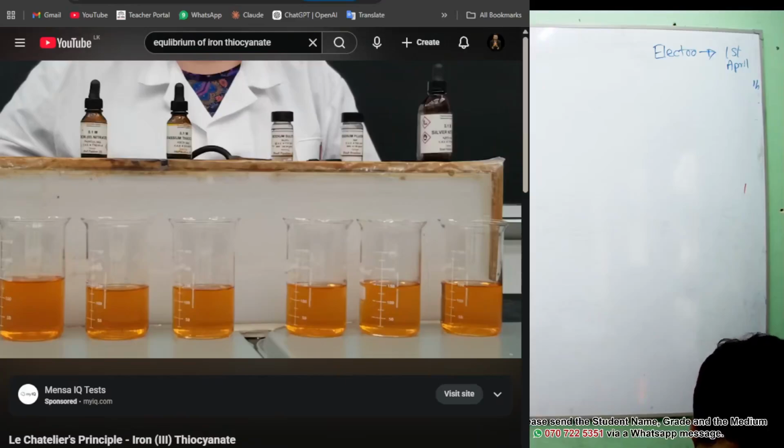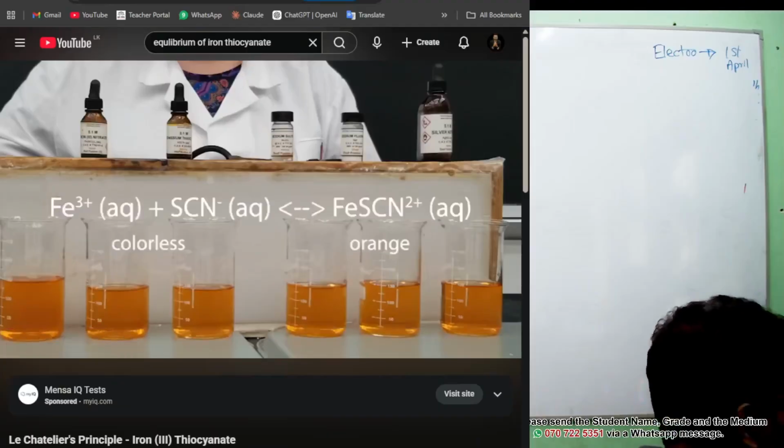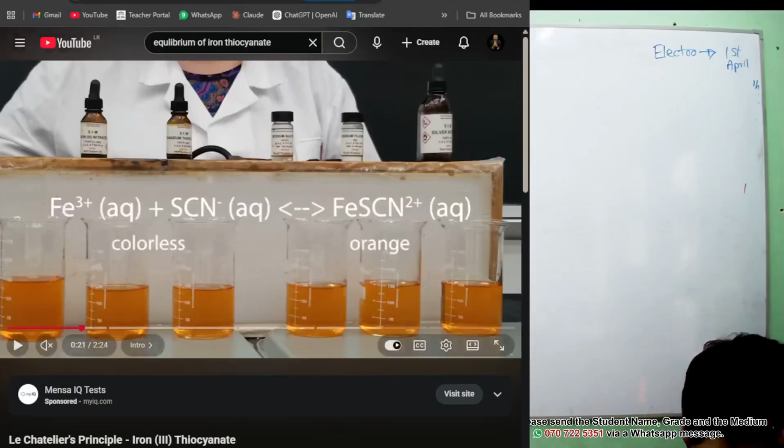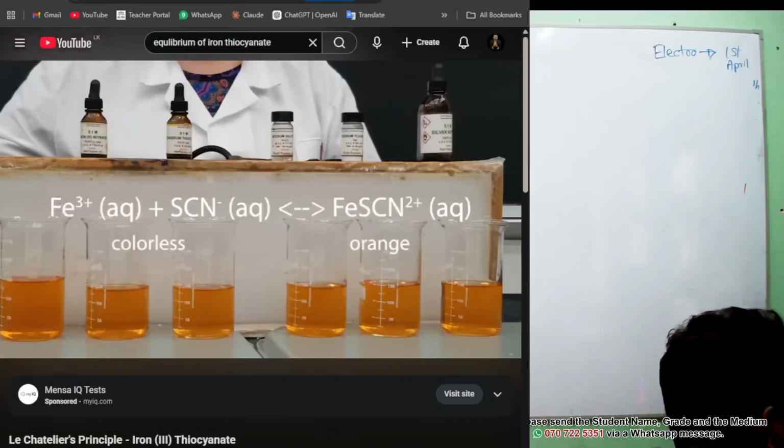Fe3+ is pale yellow. FeSCN, right? That's why I always said we can't get the colors using the internet. Here in the syllabus, FeSCN2+ is red color, and this is orange color. So don't worry about the color. In the resource book it says Fe3+ is pale yellow, and FeSCN is red color.